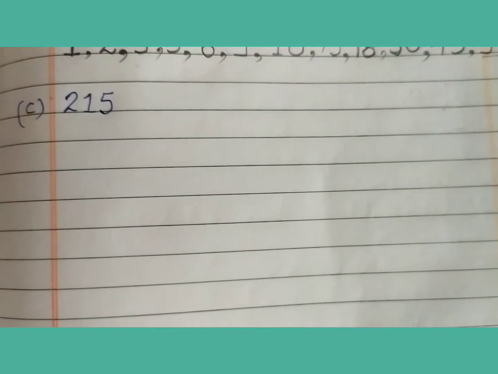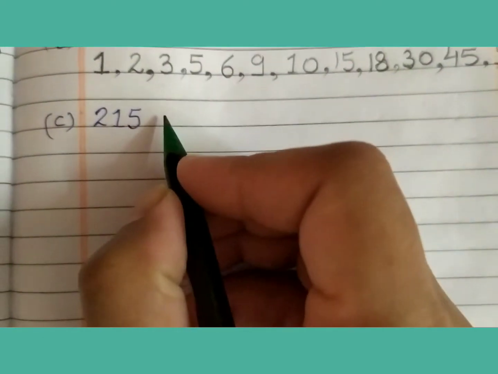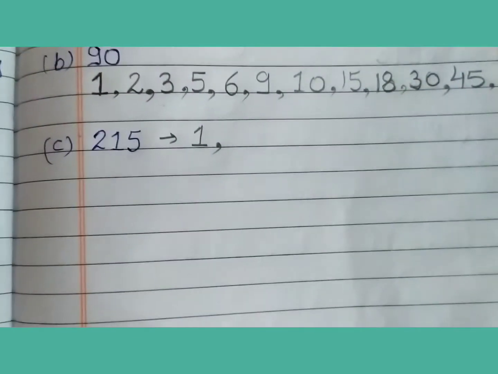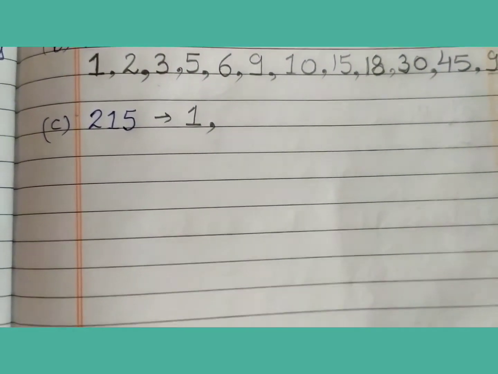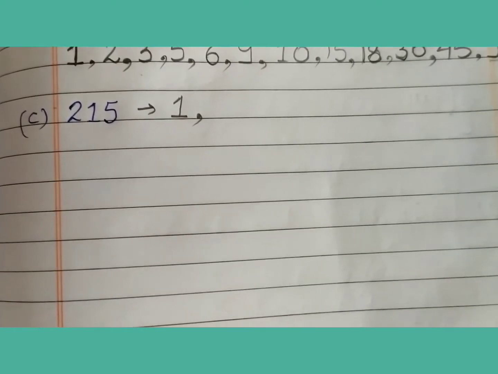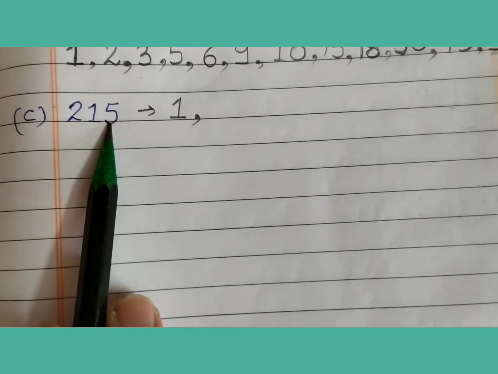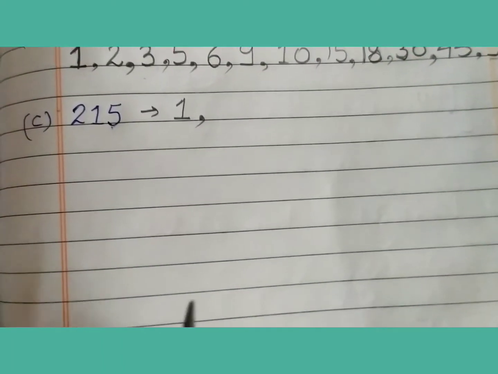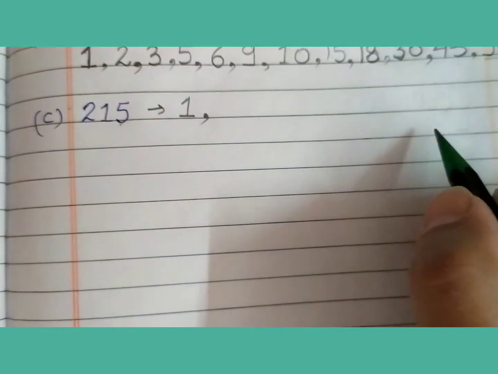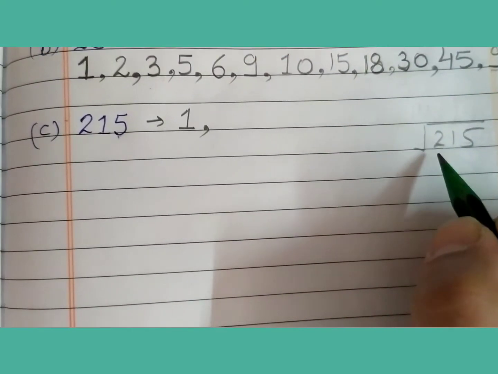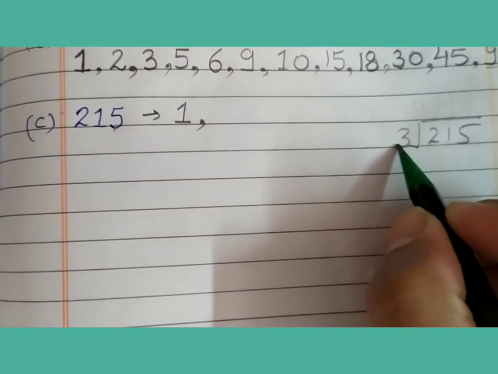Okay. Next is 215. 1 is a factor of every number. Write 1. 215 is not divisible by 2, because on the place of ones, an even number is not present. Next is 3. 215 is not divisible by 3.